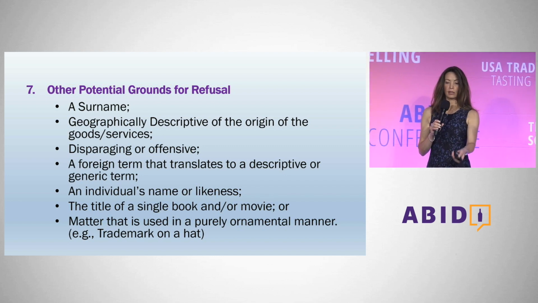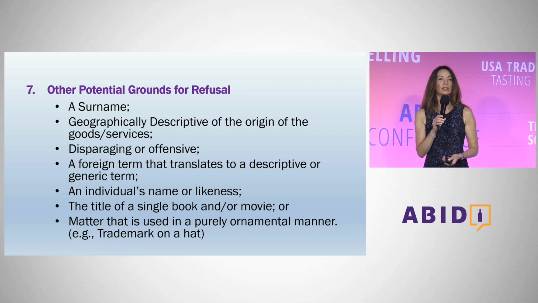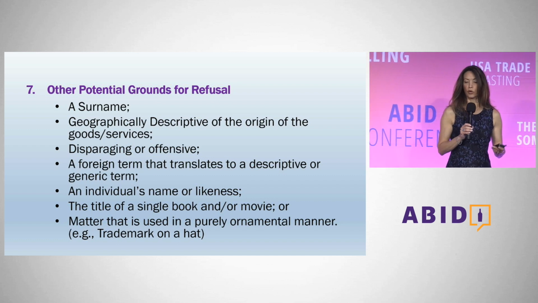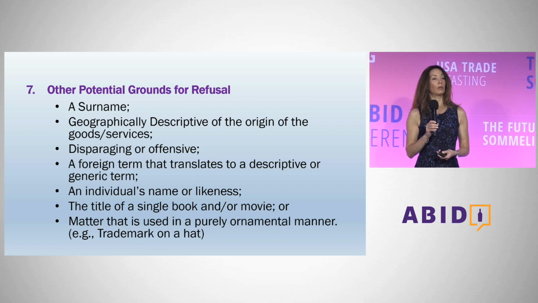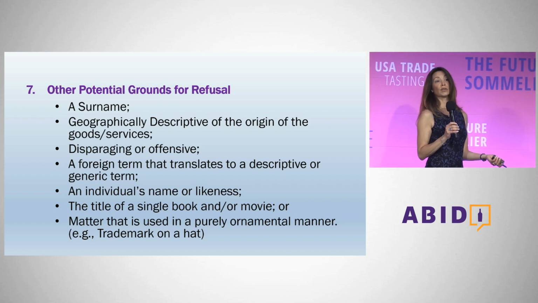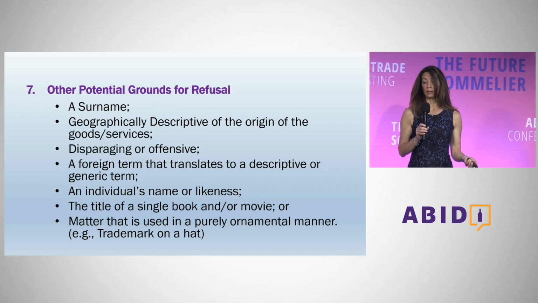So again, you could see the list of additional things. If it's something that's disparaging or offensive, there's things going back and forth about that. If it's somebody's name or likeness, you may have to get an affidavit saying that they approve of you using their name or likeness on a particular bottle or product.